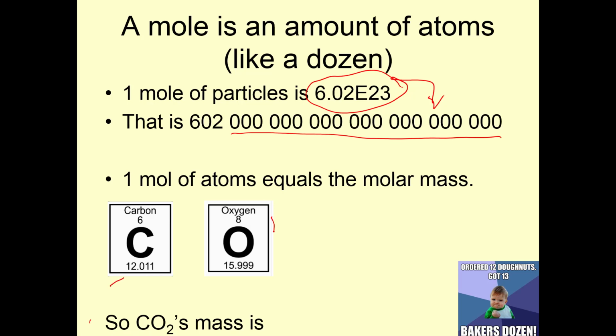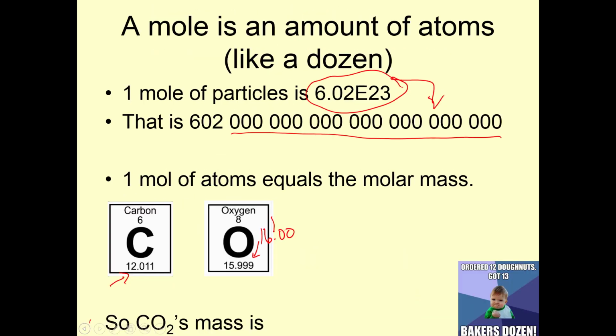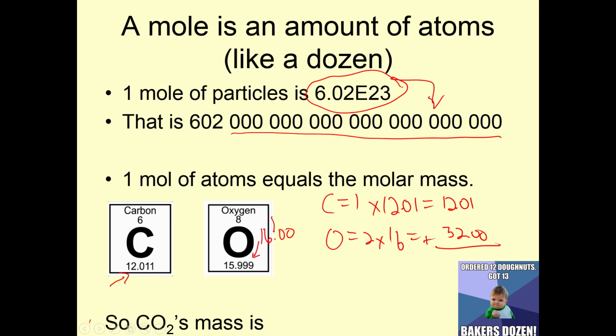So on the periodic table, there's a number below it. A mole of carbon weighs 12.01. A mole of oxygen weighs, we're always going to call this 16.00, because we rounded to 2 decimal places. So CO2's mass is carbon, I have 1 times 12.01, and oxygen, I have 2 times 16. 12.01 plus 32 is 44.01, and my units will be grams per mole. So see how CO2's mass is going to be that, and that's how you do it.